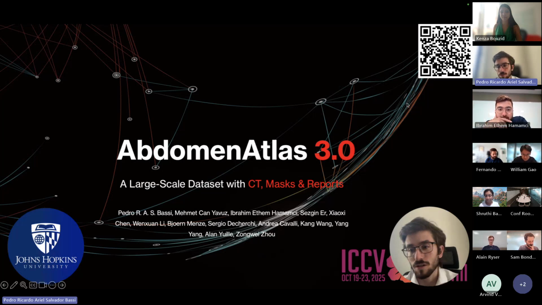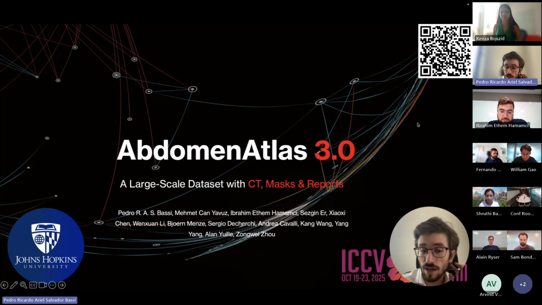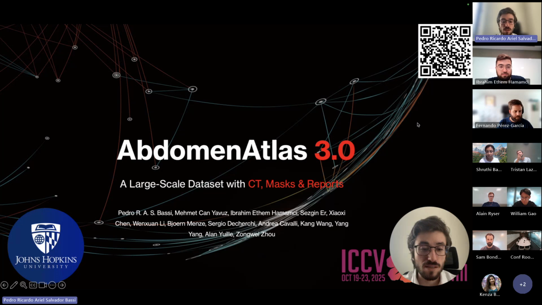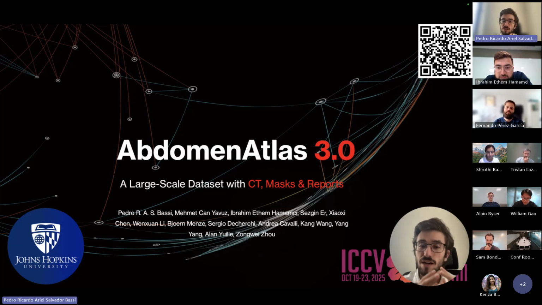That is our paper that just got accepted at ICCV. This paper was done at Johns Hopkins University with the collaboration of Ibrahim Sezgin and supervised by Professor Alan Yuille and Dr. Zhongwei Zhou. Basically, this paper introduces a new data set. What's unique about this data set is that it is the first large-scale abdominal CT data set that has CTs, tumor segmentation masks, and radiology reports.